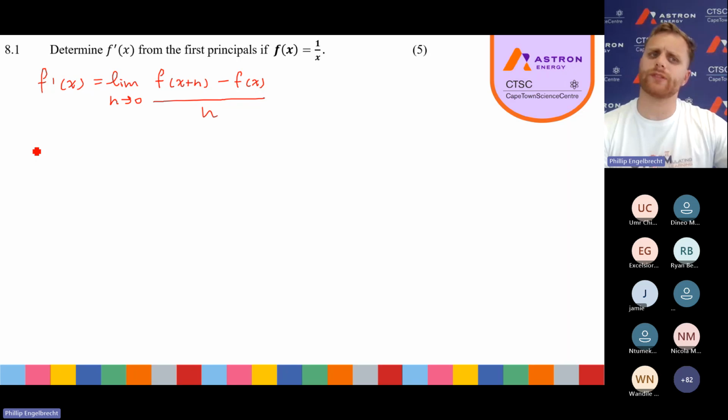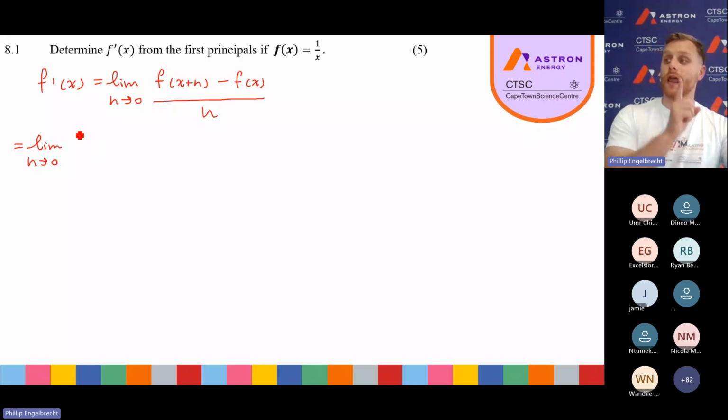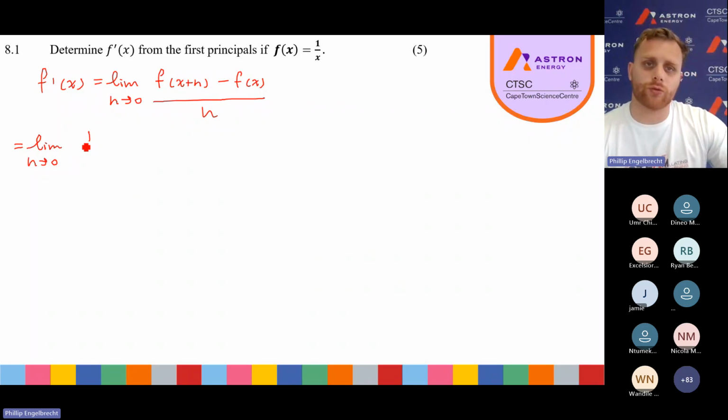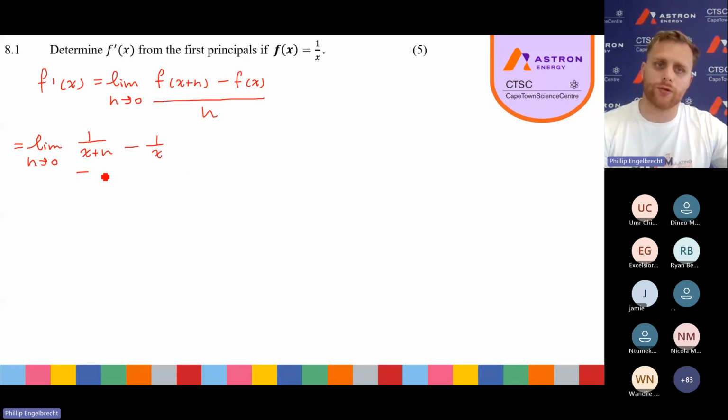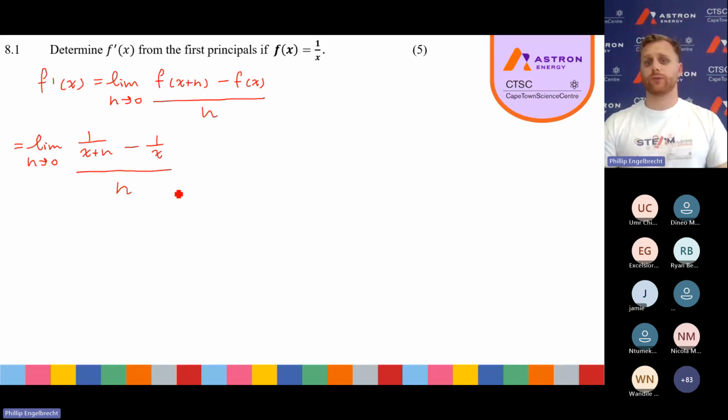So what I'm going to do is I'm going to substitute. So this is equal to the limit as h tends to 0. And guys, you never forget to write that. You only take it out at the very last point, but you never forget to write that. Otherwise, you can lose marks. It becomes 1 over x plus h minus 1 over x. Because all you do is you rewrite the equation, and for f of x plus h, you simply substitute an x plus h, and you divide that by h.